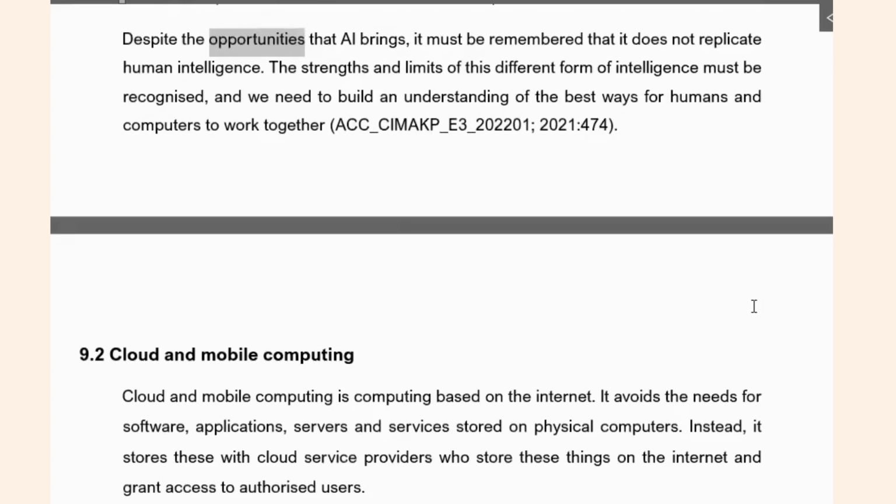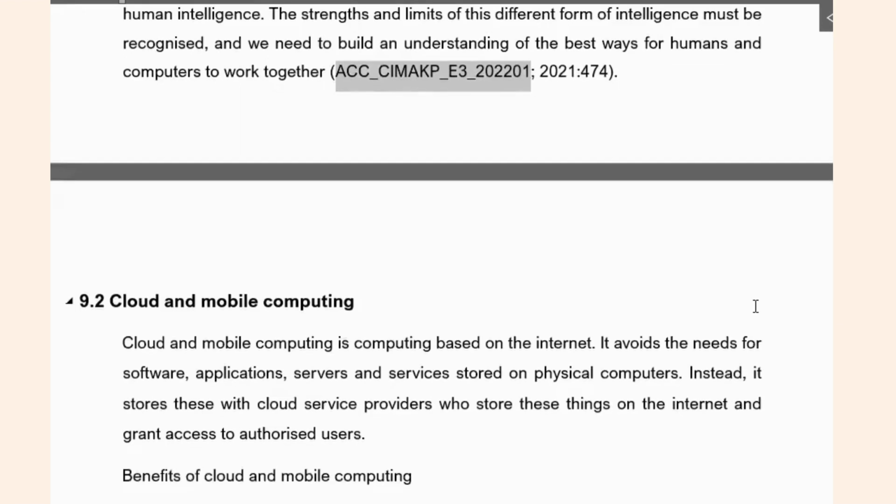Despite the opportunities that AI brings, it must be remembered that it does not replicate human intelligence. The strengths and limits of this different form of intelligence must be recognized, and we need to build an understanding of the best ways for humans and computers to work together.